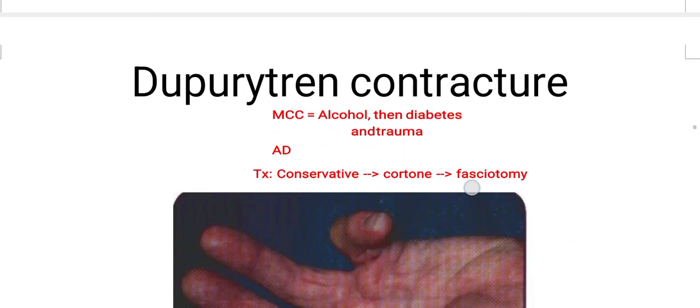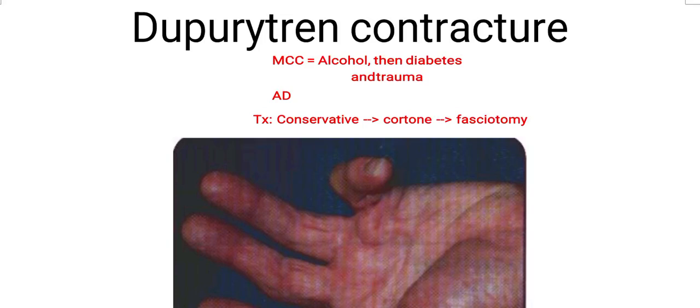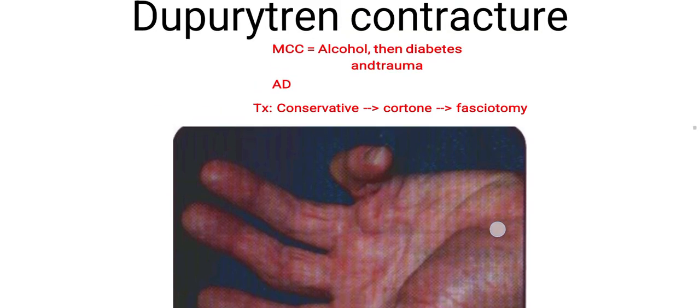Our next picture is the Dupuytren contracture, commonly caused by alcohol, then diabetes and trauma. Trauma can be the cause of Dupuytren contracture. So treatment is conservative, or fasciotomy is required. So this is the case of Dupuytren contracture.